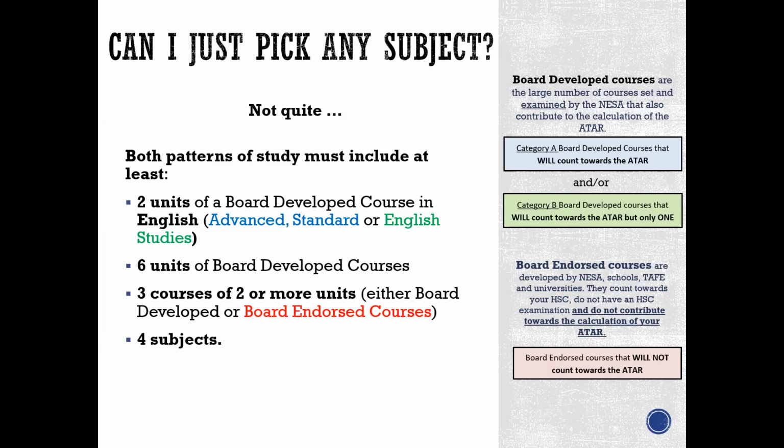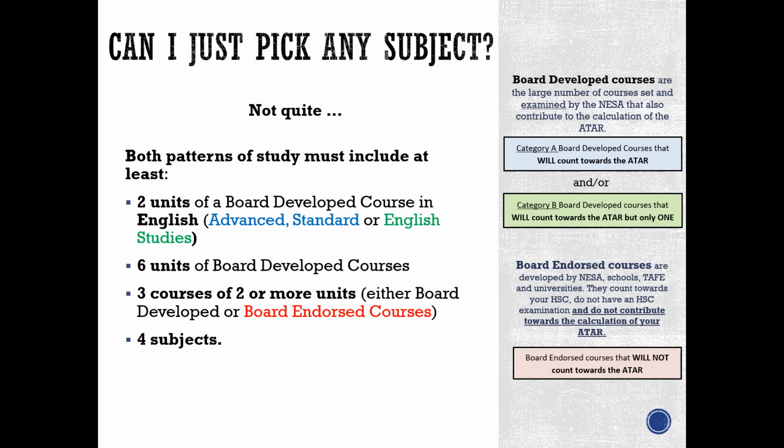The first requirement is, of course, the study of 2 units of English. There are 3 levels of English on offer, and teachers can assist students and parents to decide on the appropriate level to study in Year 11 and 12. The next requirement is a total of 6 units of board-developed courses, including the 2 units of English. So, in addition to English, students will have to pick a further 2 subjects that are board-developed courses.